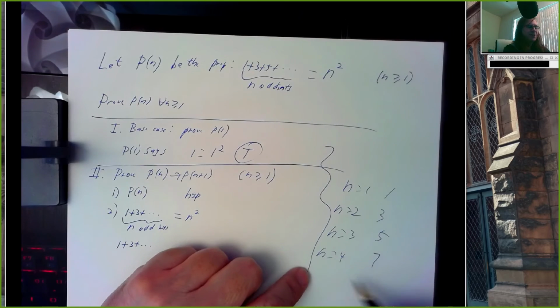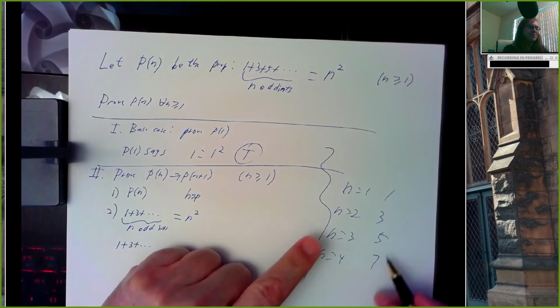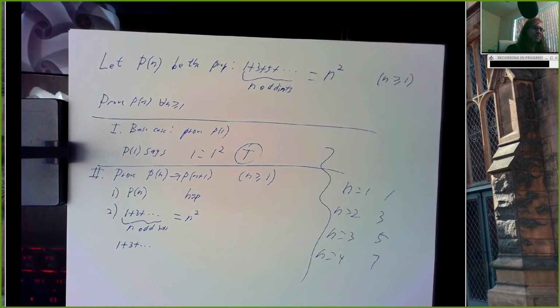Right, so if I add 4 integers, my last odd integer is 7, or 5, or 3. Can we guess? That's close. That's the right form. There's no k involved though. But can we find a formula which turns 4 into 7, 3 into 5, 2 into 3, 1 into 1?